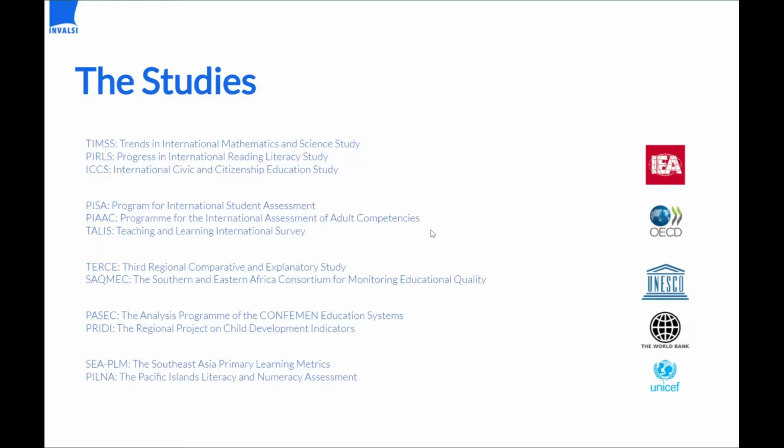And with this idea in mind, UNESCO was the first one to start sponsoring or encouraging some regional studies, international but regional studies. So the oldest one is TERCE, which actually started at the same time as PISA. And this TERCE is a regional comparative and explanatory study for Latin American countries.